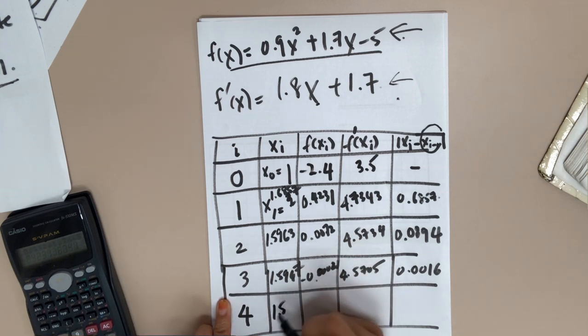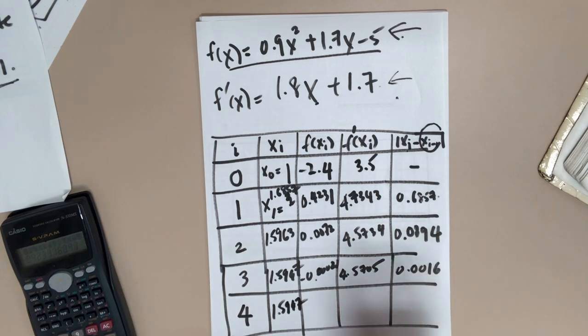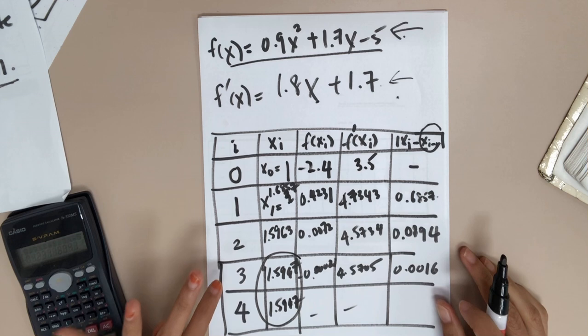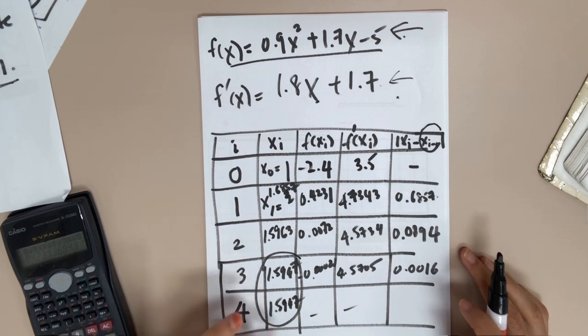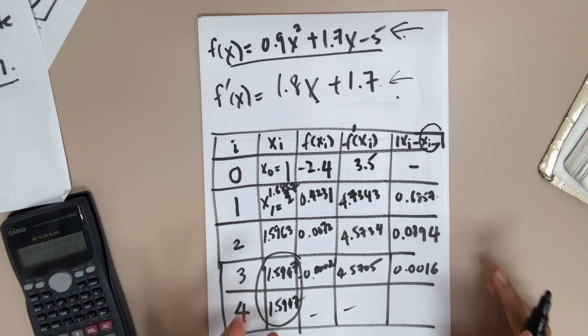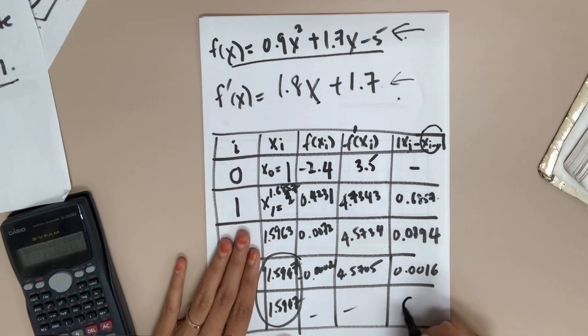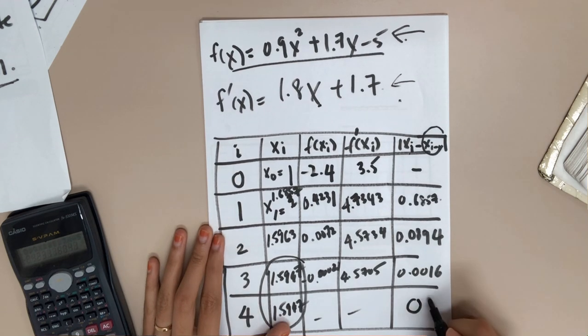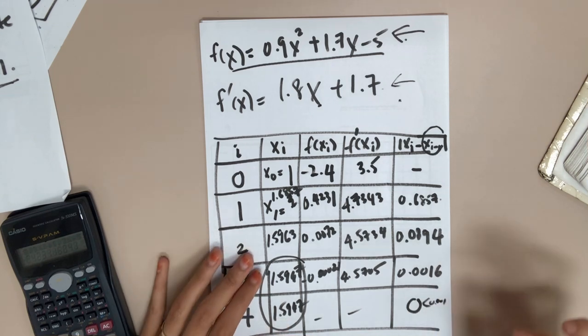So this one is 1.5947, and your f(x) here, you calculate by yourself. And actually, you can see that x3 and x4 are already equal. If you minus these two, you will get 0, so 0 is already less than 0.001. So you may stop now your calculation.